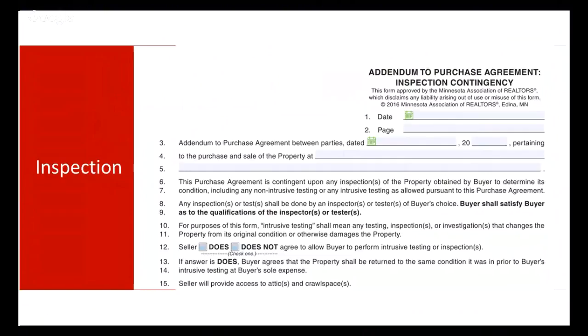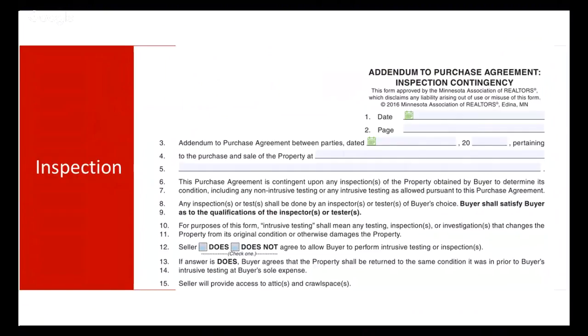For the purpose of this form, intrusive testing shall mean any testing. Actually, excuse me, let me back up to line 8. Any inspections or tests shall be done by an inspector or tester of the buyer's choice. The buyer shall satisfy the buyer as to the qualifications of the inspector or tester. We've had some conversations about the fact that in Minnesota, to be a home inspector, you don't have to be licensed, right? So as far as the buyer is concerned, when they hire that person to come out and do the inspections or the tests, they themselves need to be satisfied with the person that they're hiring, okay? And they get to choose who it is they want to come out and do those inspections or tests.